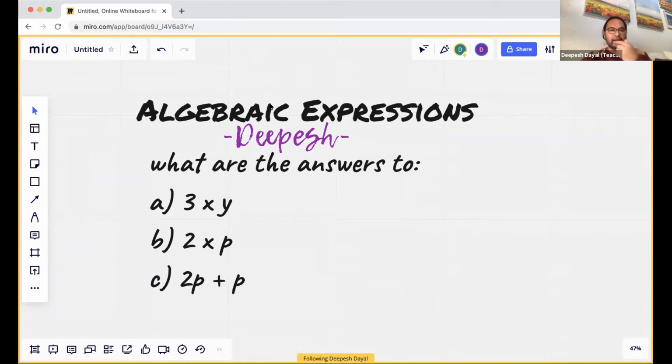So while we're waiting, there's just a question on the board. We're going to be looking at algebraic expressions again. The last time we were looking at algebraic expressions where we were adding and subtracting like terms. Today we're going to be looking at something different, and the questions on the screen are a bit of an introduction to that. So I'd like you to try these out: 3 times y, 2 times p, and then 2p plus p. What I'm going to do here, I'm just going to write here, multiply. So this is the multiplication, right?